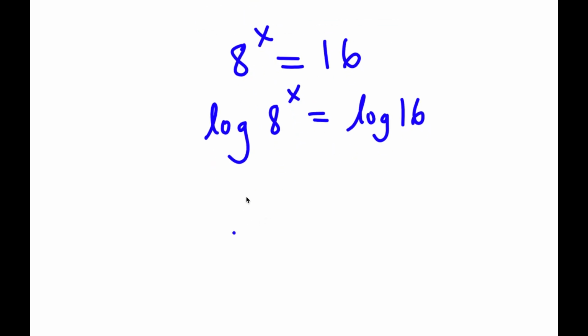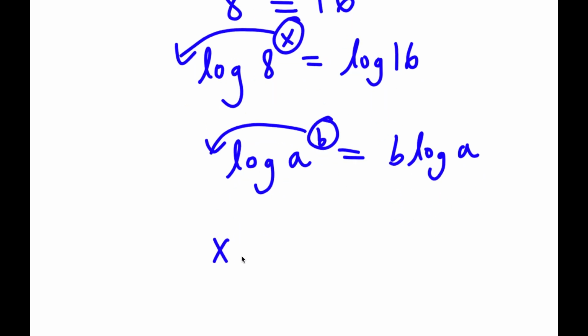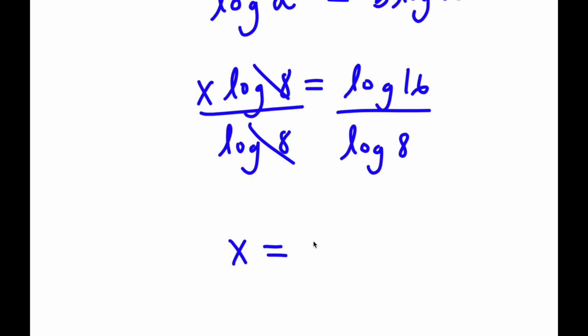Now, if I have something in the form log a to the power of b, I can simply move this exponent b to the front. So this is going to equal b times log a. So in this case, I have log 8 to the power of x, and I can move x to the front. So this is going to equal x times log 8, which is equal to log 16. Now I'm going to divide both sides by log 8. So then these two cancel out, and I have x is equal to log 16 over log 8.